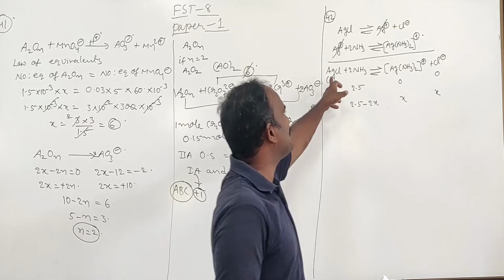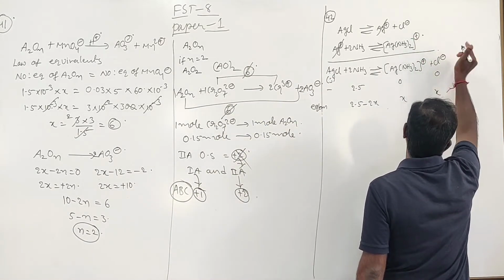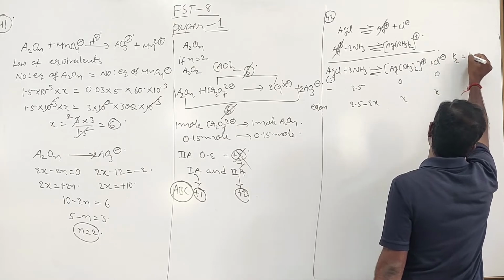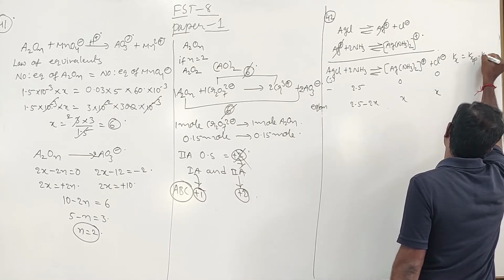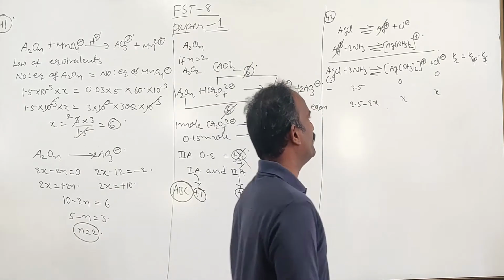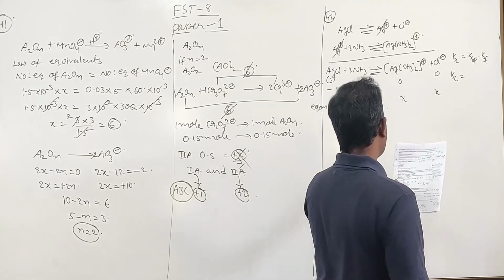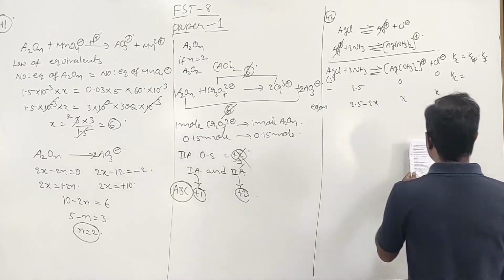But if you see this equation, here this is Ksp and it is going to be Kf. Now Kc of this equation is equal to Ksp into Kf. Now the total equilibrium constant Kc is equal to Ksp into Kf. Given that Ksp is given as, what is the value of that Ksp?